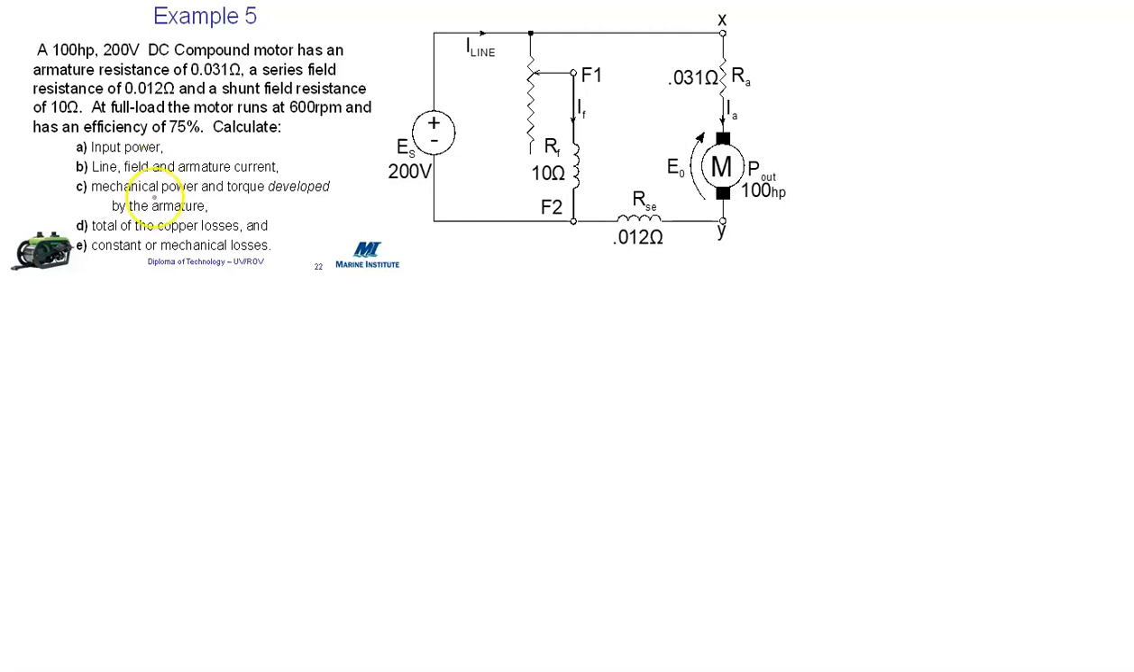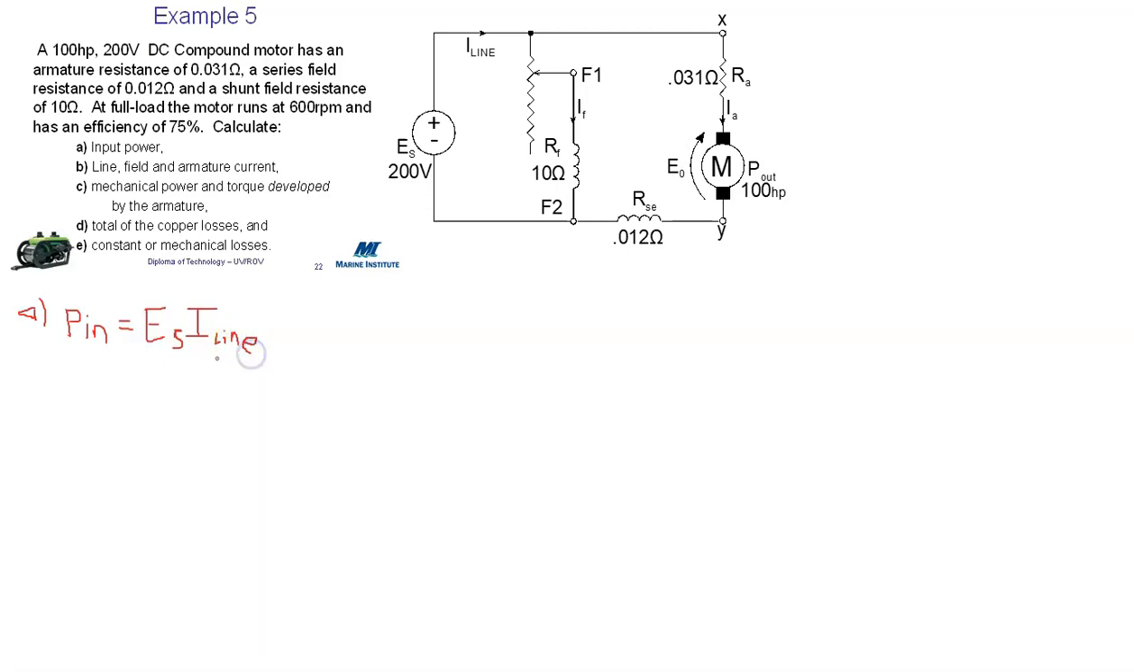Okay, so part A. P in. What do we know about it? Well, it equals E source times I line. We know that. But again, we don't have any currents here. If we had IA, we could find I line because IF just comes from Ohm's law. But we don't have IA, we don't have I line, and so we can't really use that.